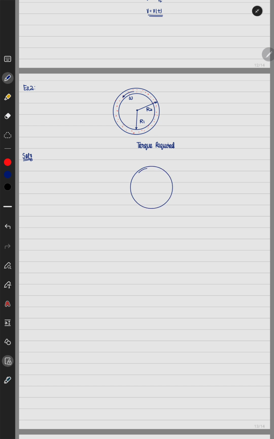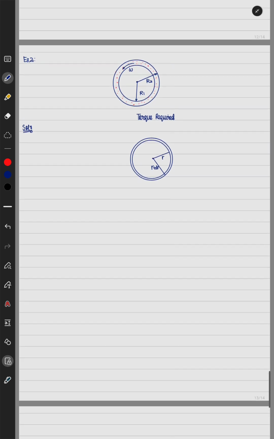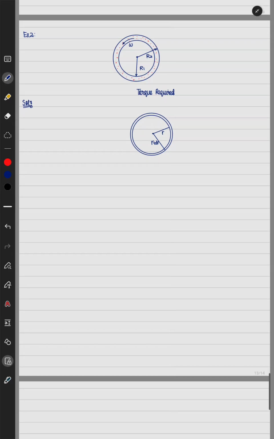Now we will take an element of variable radius r and try to see how we can evaluate the torque associated with this. Suppose this is r and the outer radius is r plus dr, which means the thickness of the element that we have taken is dr. So what will be the force, what will be the torque which will be required? M is equal to, since both the cylinders have length L, suppose the length of the cylinder is L.